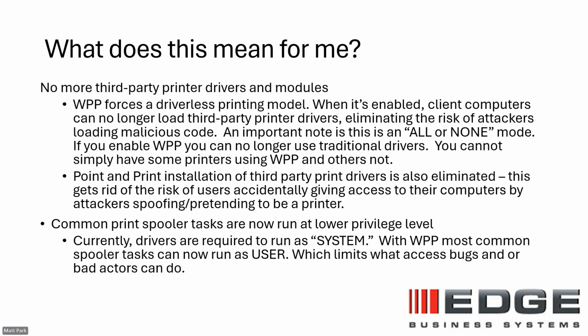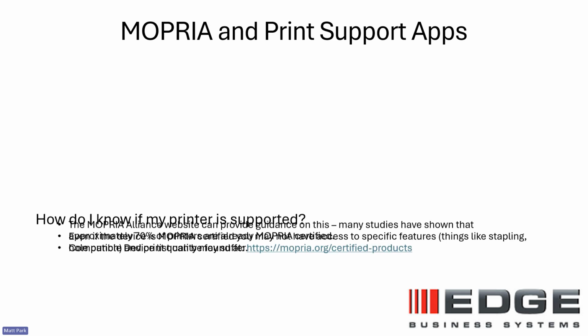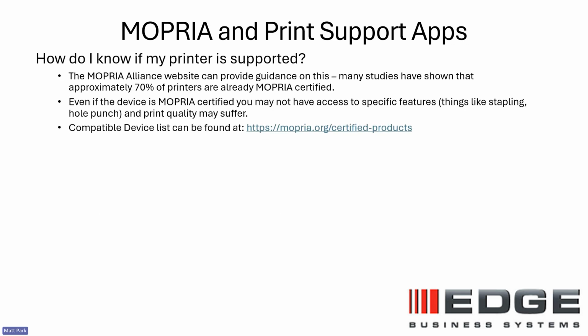Okay. So how does all this come to play? Well, a number of years back, Microsoft and a number of the large print vendors out there created the Mopria Alliance. And tied to that is a website that can give you visibility into whether your printer or copiers are supported.